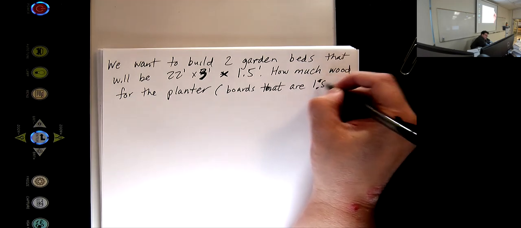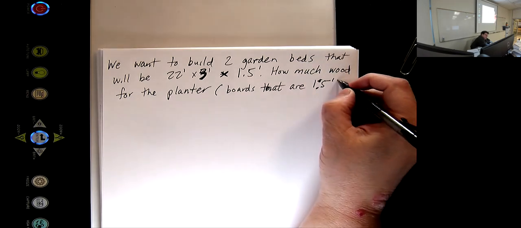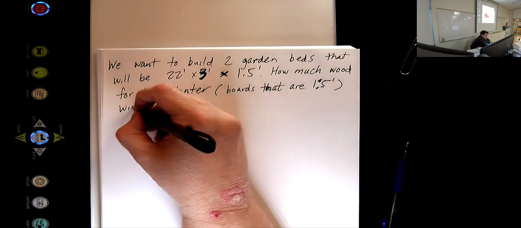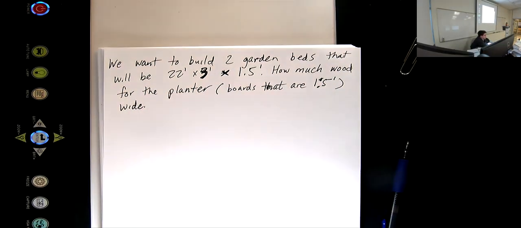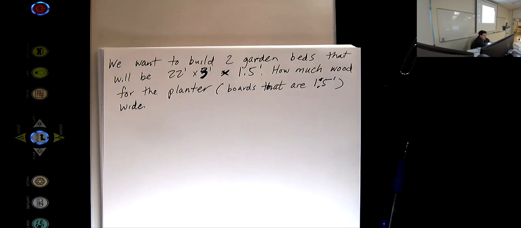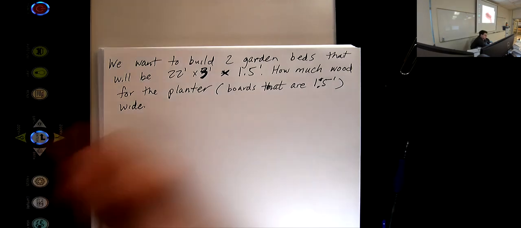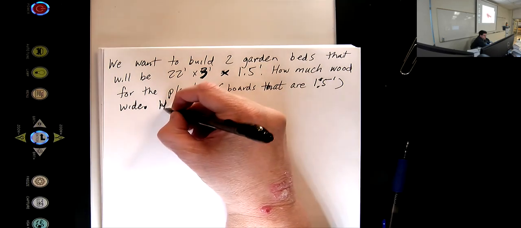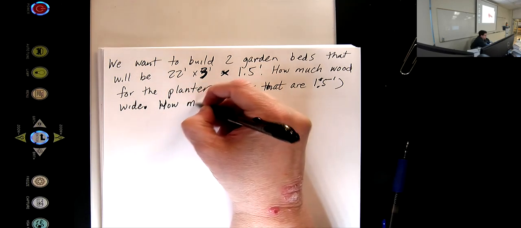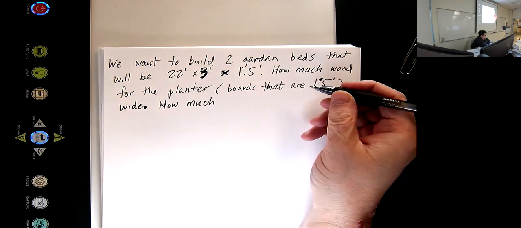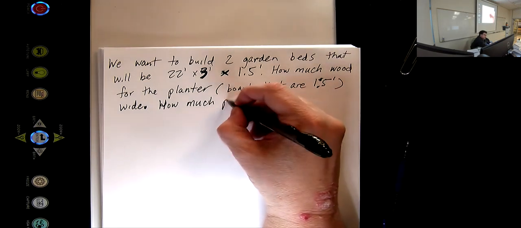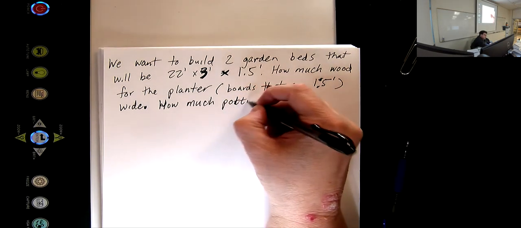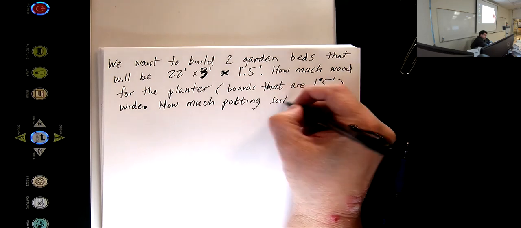Okay. We'll leave it at that. The boards are 18 inches wide. And then, how much potting mix do we want to buy? Is that what it's called? Potting mix, potting soil? Potting soil, yeah. Or raised bed mix, but whatever.